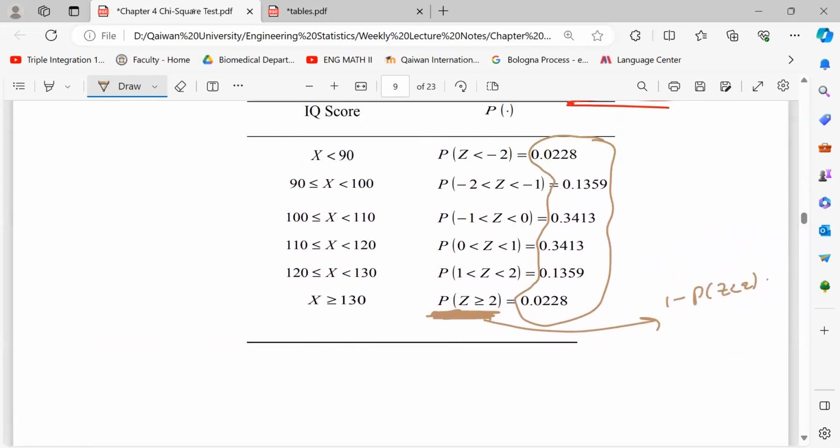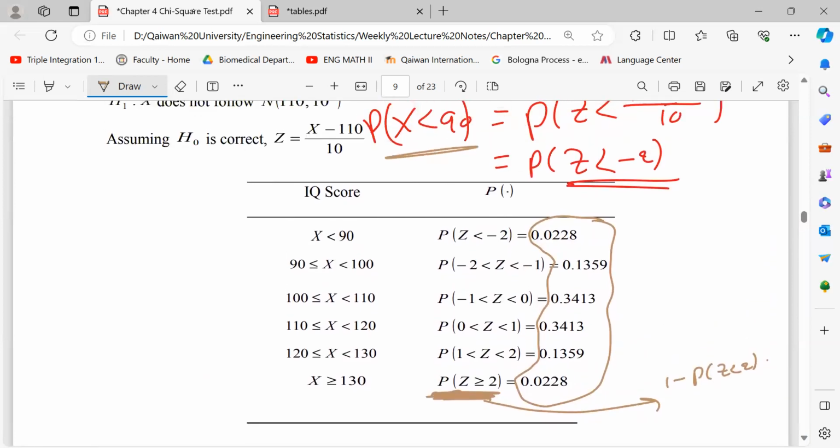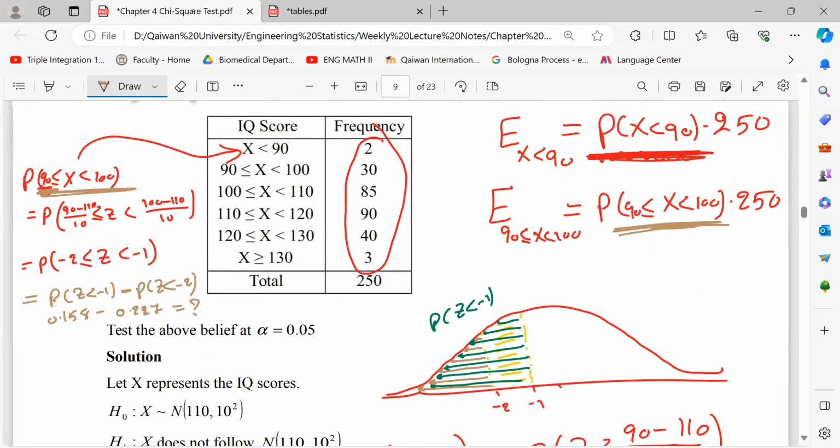These are the probabilities. From these probabilities, we can get the expected frequencies. E of X less than 90 is equal to this probability times n. N is 250.